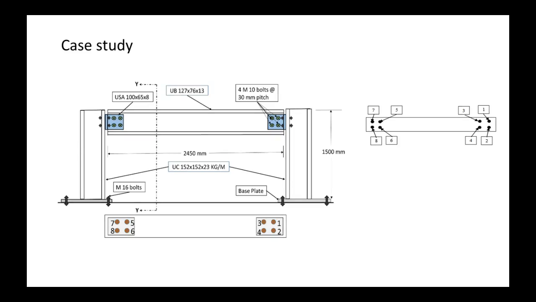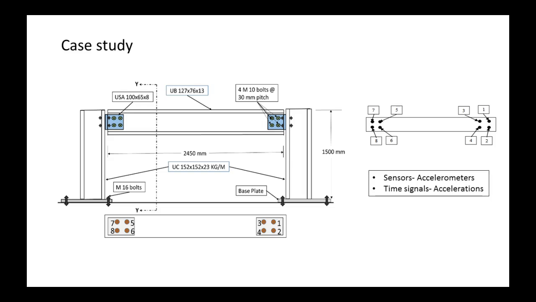For the case study, we took a steel frame. The length was around 2.45 meters, the height was 1.5 meters, and we had 4 bolts here and 4 bolts here. They are numbered 1, 2, 3, 4, 5, 6, 7, 8.